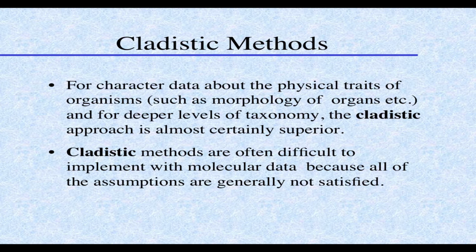As I said, cladistic methods are difficult to implement with molecular data because all of the assumptions are not satisfied. So you're working in a space where you're applying a method to some data, and you know that you can't support all the assumptions that that method requires. So it's your best guess whether the result from that method is valid, and that's why it's so controversial.